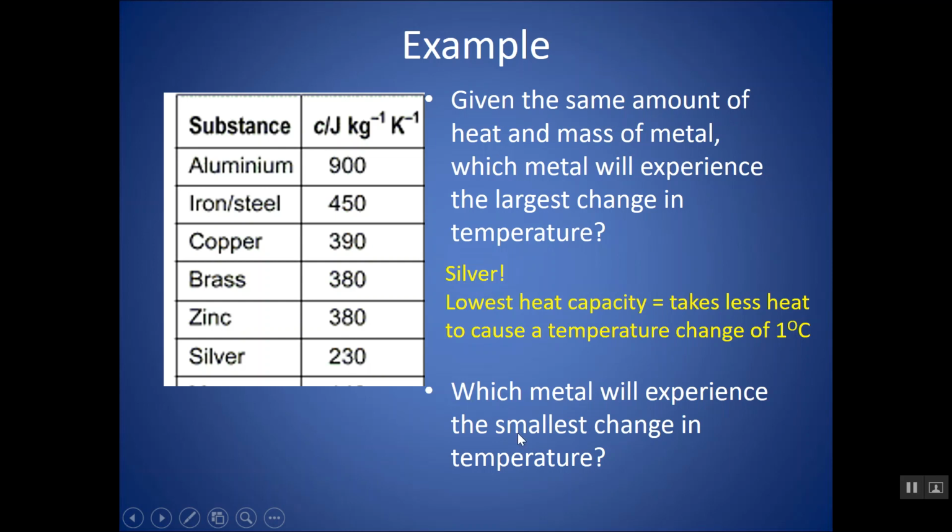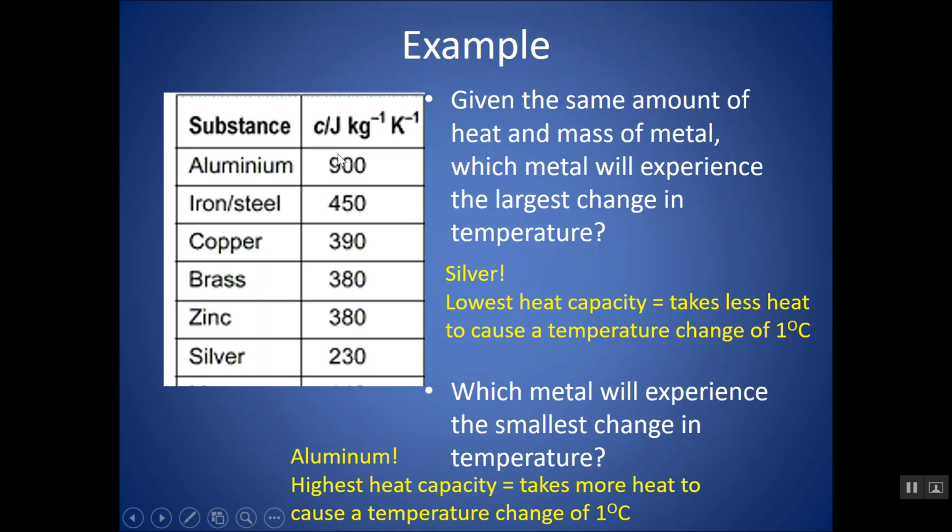Which will change temperature the least would then therefore be aluminum. It has a really high heat capacity in relation to the others, so it's going to take more heat to cause the same temperature change. So again, make sure you can think about this relationship. I see this on the AP a lot, the relationship between heat capacity and the change in temperature. So just because two substances absorb the same amount of heat does not mean they're going to have the same temperature change.